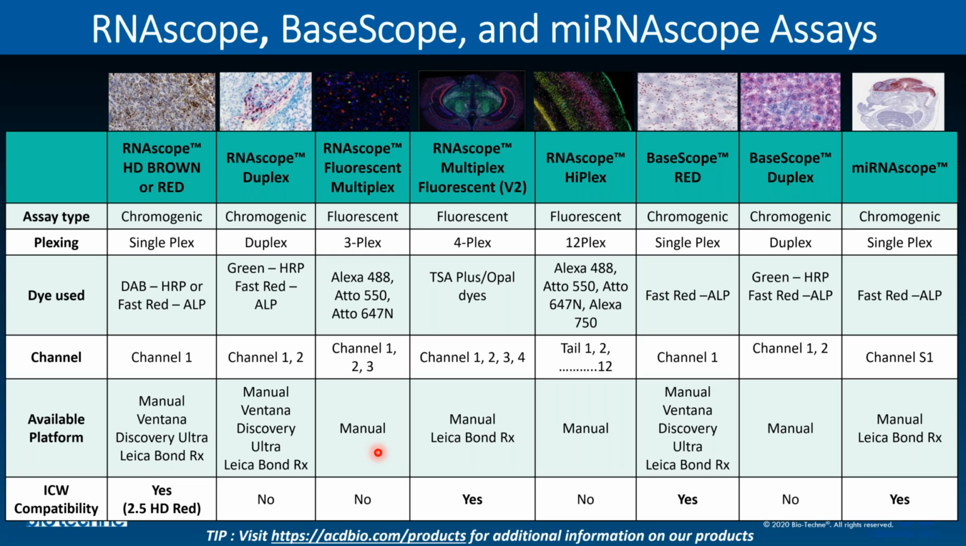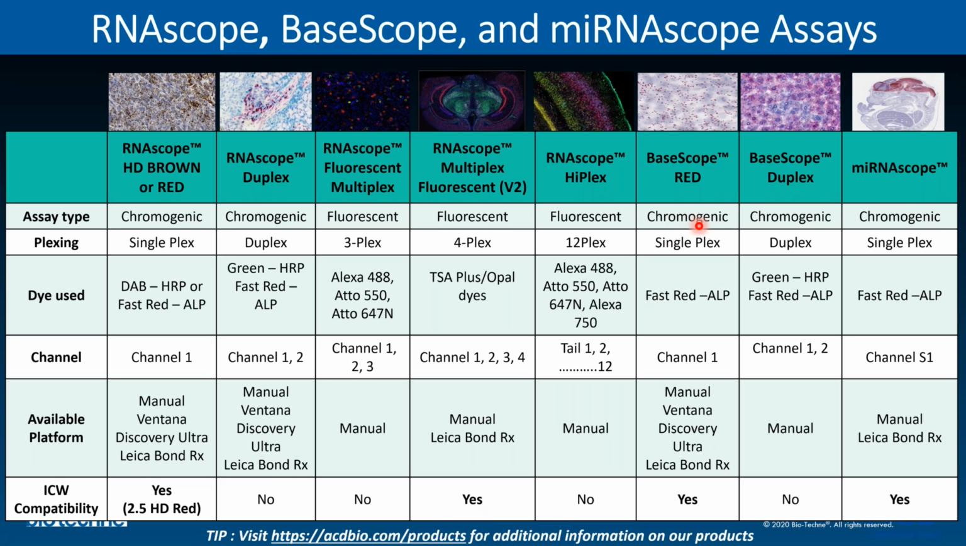So at this point in time, all these three assays are compatible with the manual platform, or can be done manually, so to speak, but only the multiplex fluorescent assay is available on the automated platform for Leica Bond RX. With regards to the ICW compatibility, only the multiplex fluorescent assay, which has the TSA-based technology, is compatible with the integrated co-detection workflow for RNA-protein co-detection.